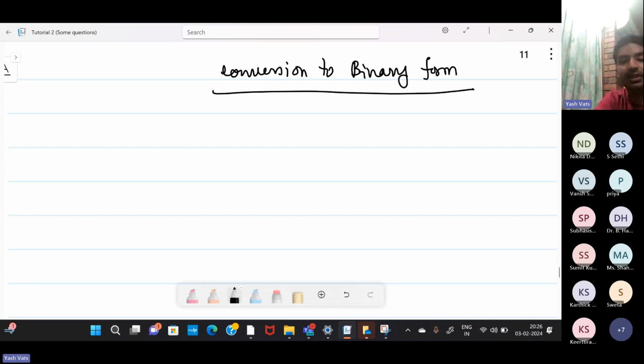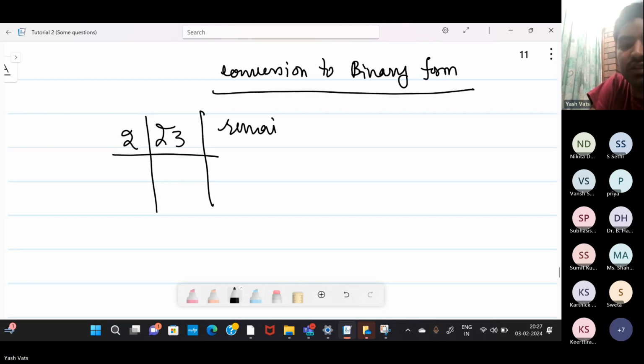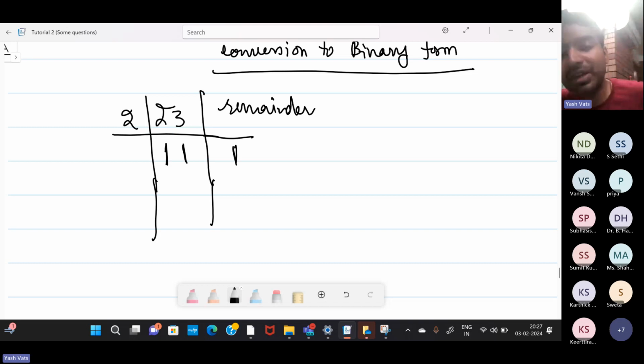So let's see this number 23 itself. How do you convert 23 into binary form? You have to start from 2, just divide 23 by 2. So what should be the answer? And just write here the remainder. 2 ones are 2, so the remainder is 1 after dividing 23 by 2.